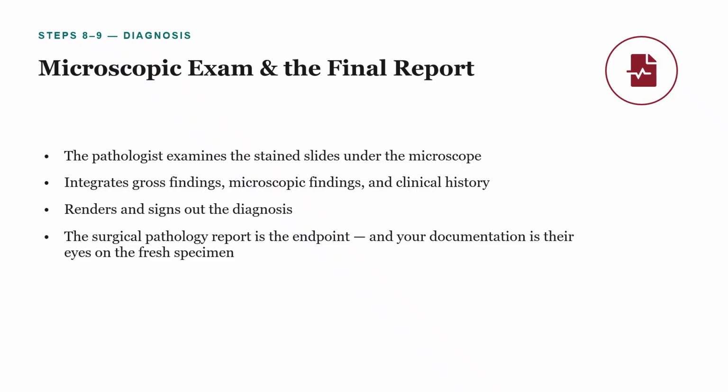Now, the pathologist examines the finished slides under the microscope, but they don't look at the slides in isolation. They combine what they see with the gross description, the clinical history, and any special studies. And from all of that, they render the diagnosis and sign out the case. I want you to notice something about this step. The pathologist is relying on the gross description that you would have written and the sections that you would have chosen. They weren't in the room when the specimen was fresh. Your documentation is quite literally their eyes on that moment. If your description is vague or your sampling was poor, the pathologist is working blind.